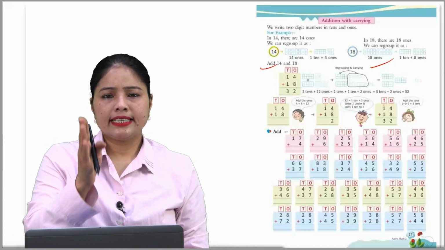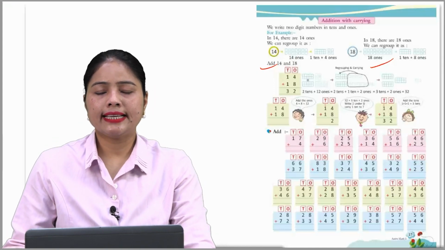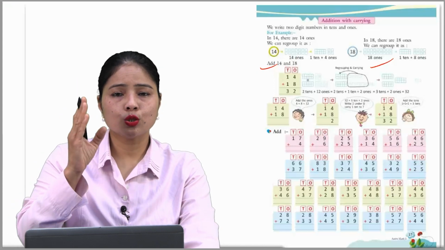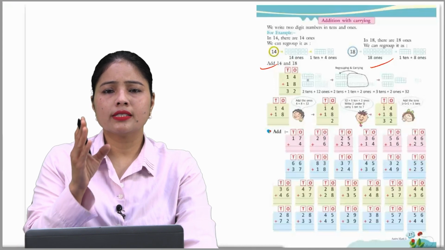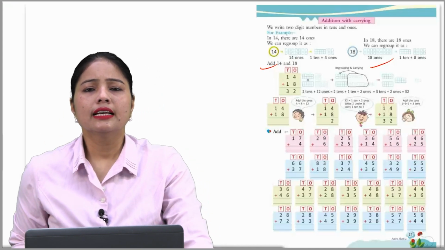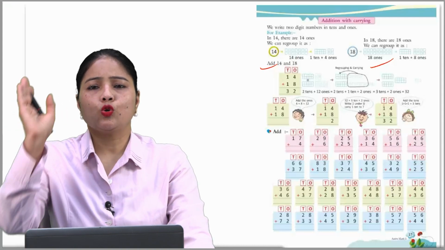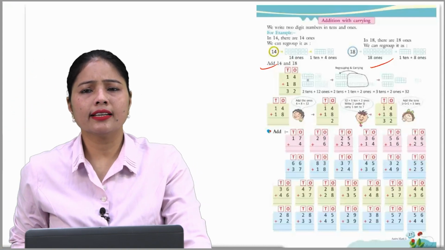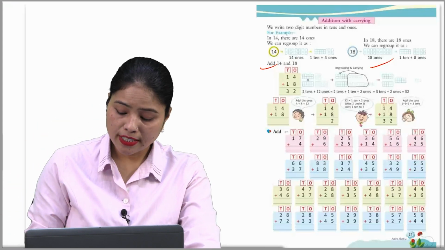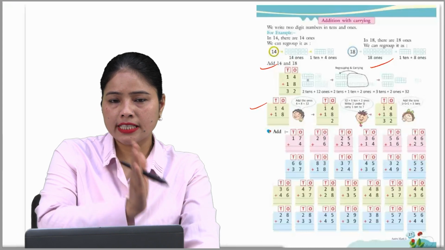So 14 plus 18. Add the ones. 4 plus 8 is equal to 12, and you have to start with the ones place. Then 12 is equal to 1 ten plus 2 ones. Write 2 under ones. Carry 1 ten to the tens place. Then add the tens: 1 plus 1 plus 1 is equal to 3 tens. So this is how we solve the ones place and tens place.